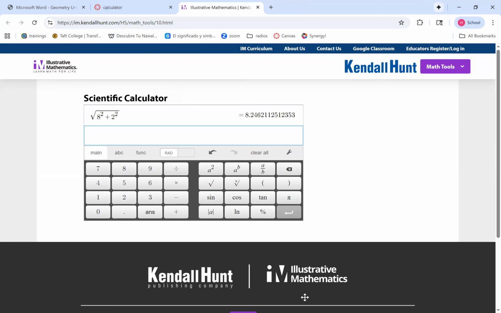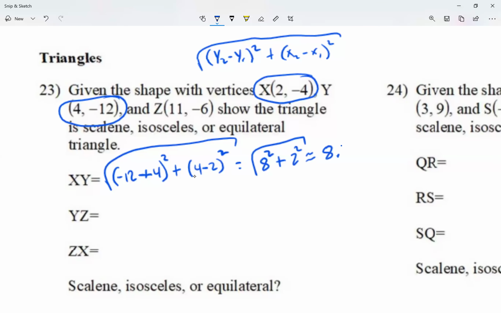Unless I tell you to round it to one decimal place. Matter of fact, because of the space, let's just do one decimal place instead. I don't have much space on our work here. So I'm going to call this 8.2. So the segment XY is 8.2. Okay, now let's figure out what the segment YZ is.